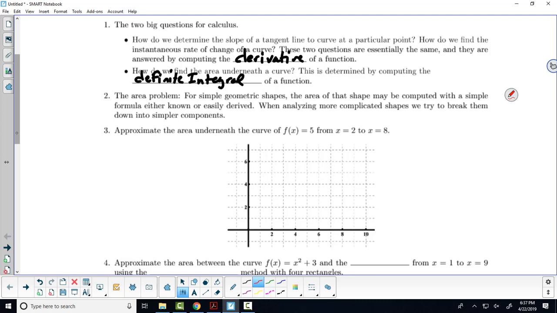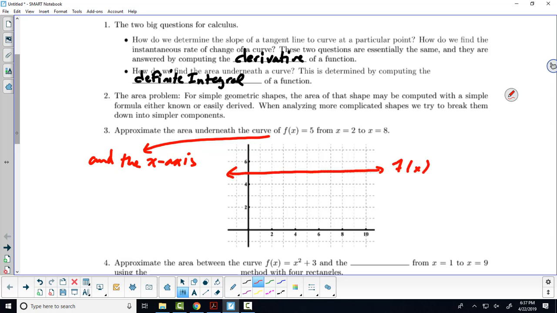We're asked to find the area underneath the curve, and I guess I should add this here, and the x-axis, from x equals 2 to x equals 8 for this function right here. What is this function right here? f of x equals 5. What does that function look like? It's a horizontal line, right? So here's the graph of it, maybe something about like that. Okay, there's the graph of f of x.